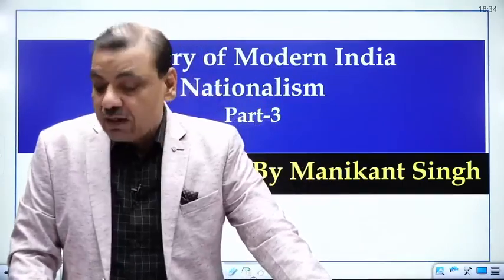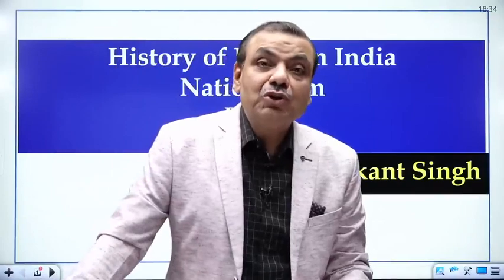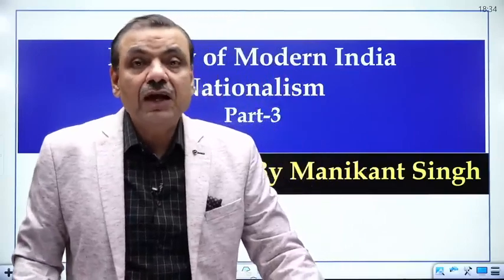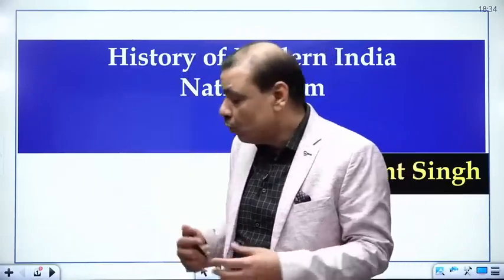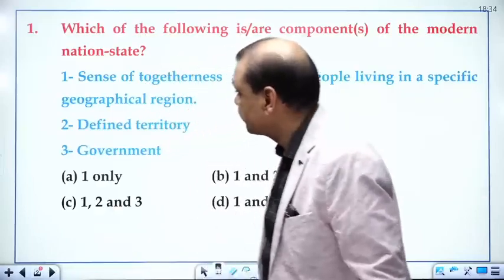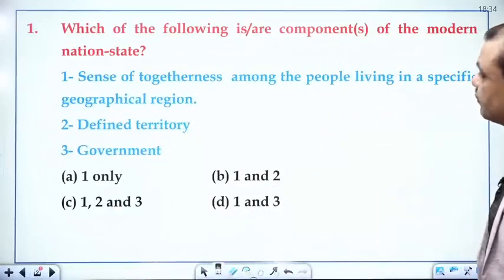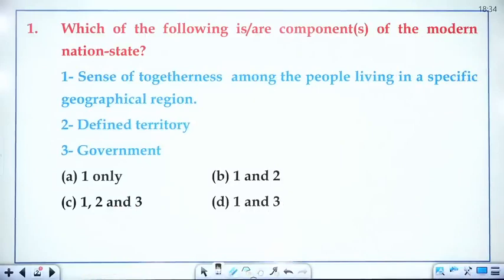But today I have brought some questions, 5 MCQ questions. So my students, you have to be prepared for that and be fast, so that we can accomplish our goal within the limited time. Question number 1. Which of the following are components of the modern nation state? One, sense of togetherness among the people living in a specific geographical region. Two, defined territory. And third, government. And you have to find out the answer.